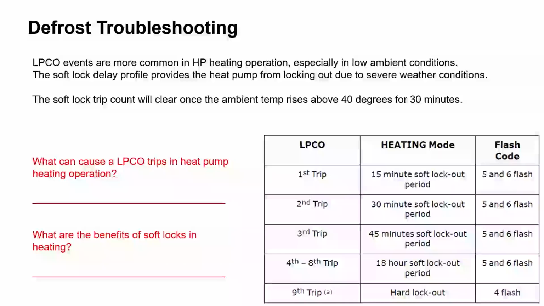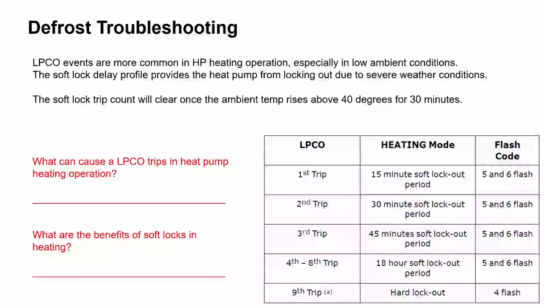One of the benefits of soft lockouts is if we've got a weather pattern happening that is causing us to trip, like a heavy freezing fog with high winds, something like that, we can go through our soft lockouts. In an 18-hour soft lockout a few times in a row, we might get past whatever weather pattern is happening. Not too often are we seeing hard lockouts.